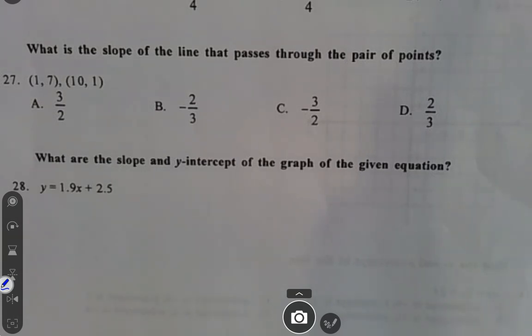Okay. This one, what's the slope and the y-intercept? The slope is 0.9 over 1. Yeah, the slope, I use the letter M. You don't have to.